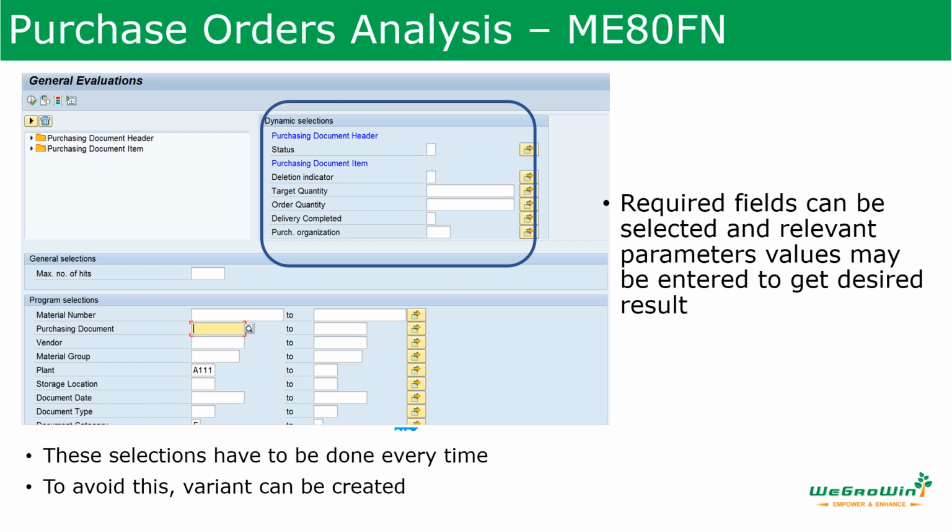Now we select these things. Now we have to go for the variant. How to go to that? Let us see.